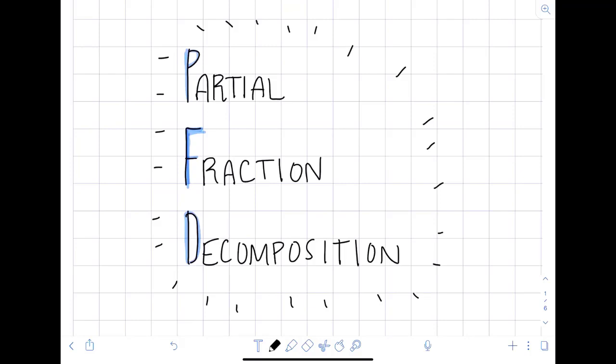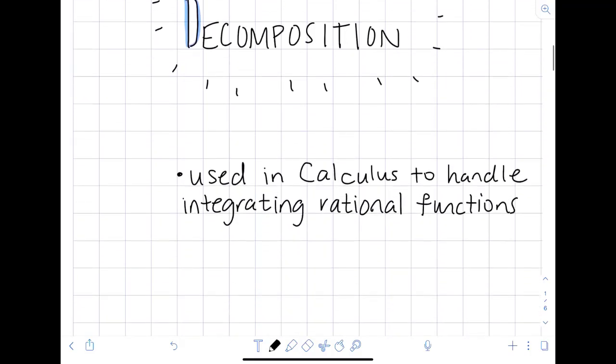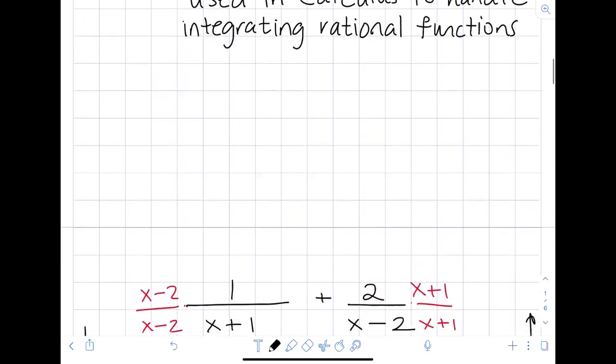So my favorite application of where you're going to be doing PFD a lot is going to be in calculus, and it turns out that instead of having one big fraction, it helps to have a lot of different smaller fractions, which we'll clarify what that means in a second. But it turns out it's very useful to have them like that for integrating rational functions. So you will see this again in your math education.